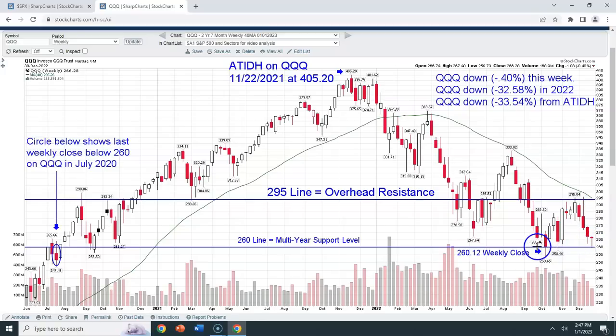And we're trading pretty darn close to the lows. And again, we're just sitting barely above that 260 level, guys. So we really have to watch that on the triple Qs over the next couple of weeks.